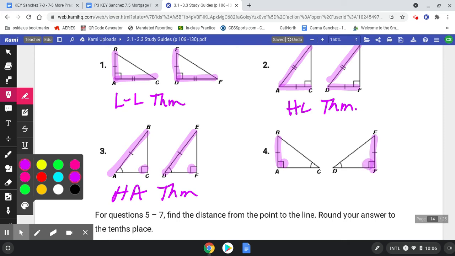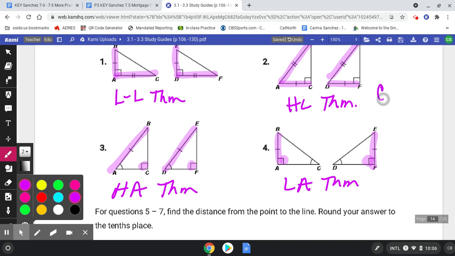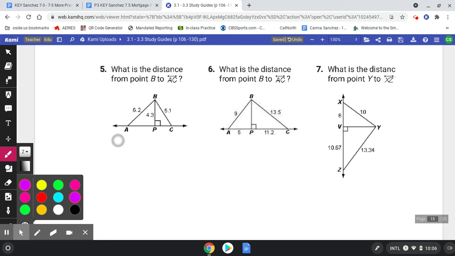And so this is your LA theorem. These theorems are all for congruence in right triangles only. Okay, they are not for similarity. They are not for congruence in regular triangles. They're for congruence in right triangles only.